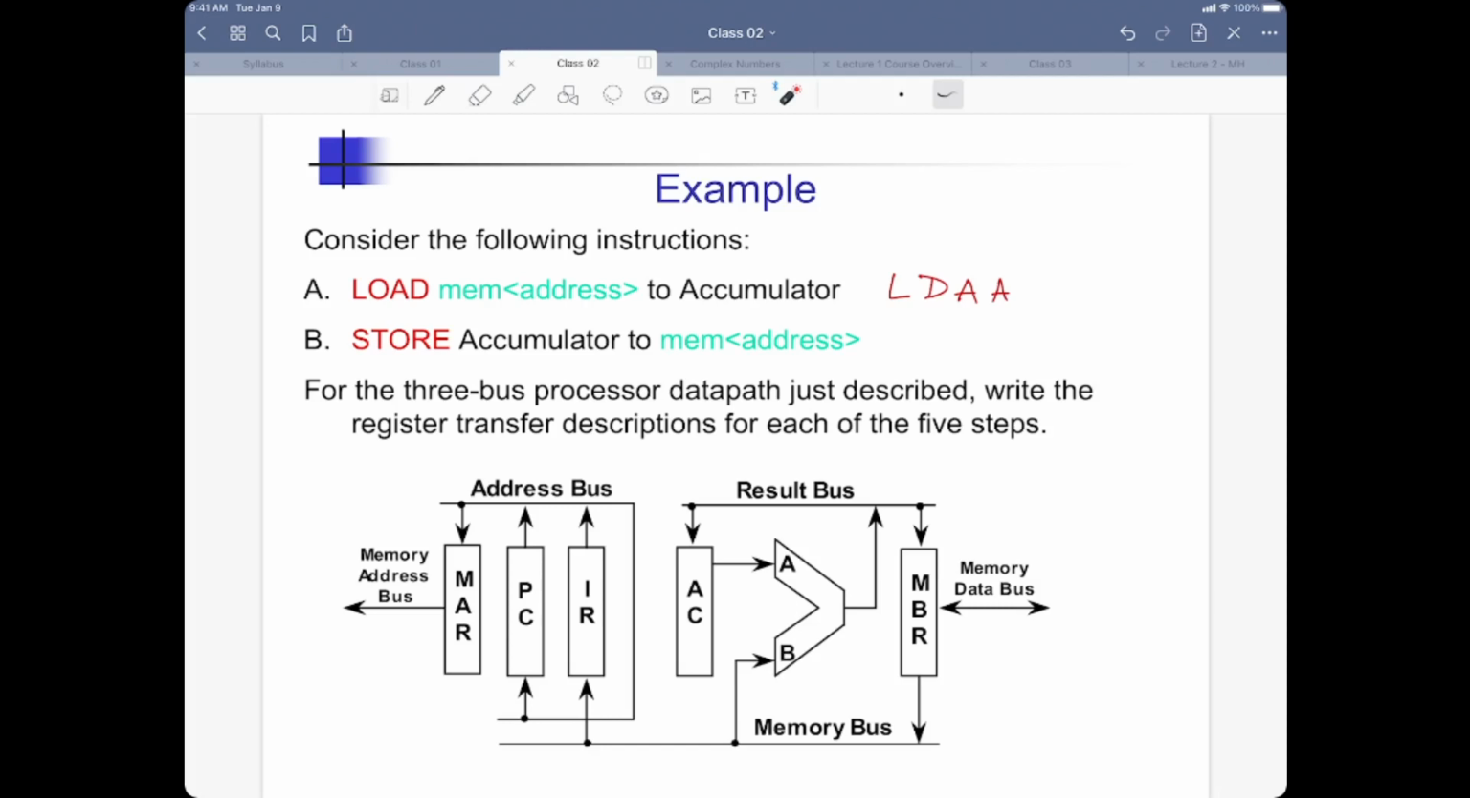And then store is the opposite. I'm done with the execution. Here is the result. Put it into my memory. I'll give you the address to store. So store is store accumulator A. Contents of the accumulator are going into an address, so the other direction. We are going to use the 3-bus design to trace all the details about load accumulator A, and then you guys will be working on the store instruction.